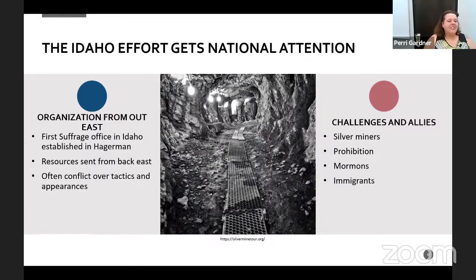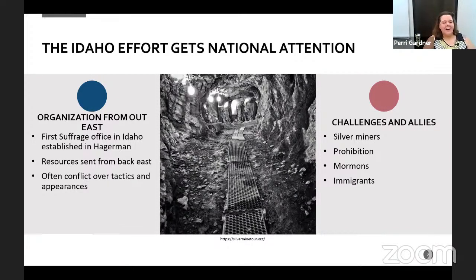But the action gets underway. And of course, East Coast organizers are aware of this. They're excited to get involved and hopefully score another victory out West for suffrage. So actually the first suffrage office in Idaho is established in Hagerman, Idaho. Very quickly after that, many other offices spring up, especially in Boise. And resources from these big national organizations begin to pour into the state.